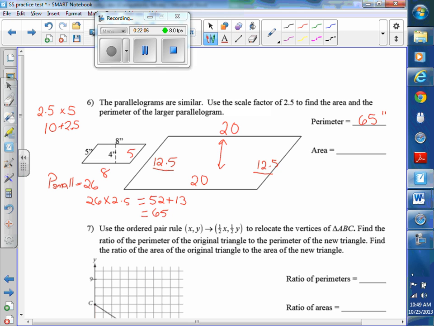What's nice about that thinking, to get the area, you have to multiply by another 2.5. That's 2.5 times 2.5, right? So to get the area, 2.5 squared. You take your small area, 26, this is one method, times 2.5 squared. And we already know this is 65. So if I times it by 2.5 again, 65 is 65, 130. And half of 65 is 32.5.